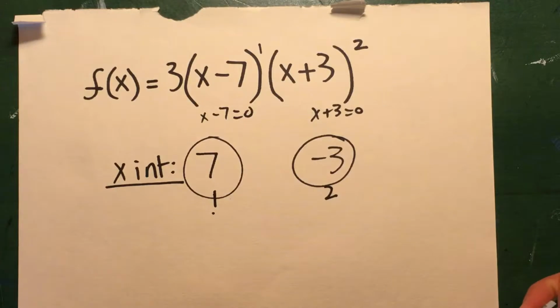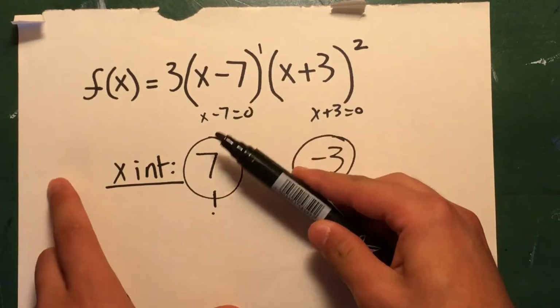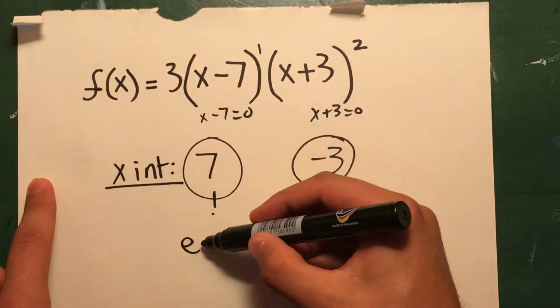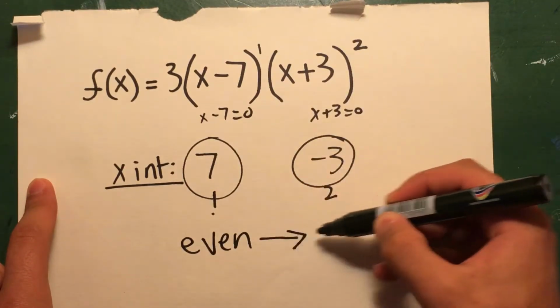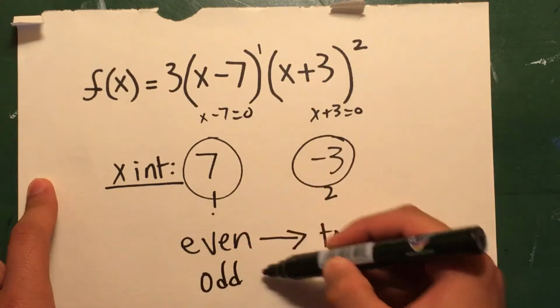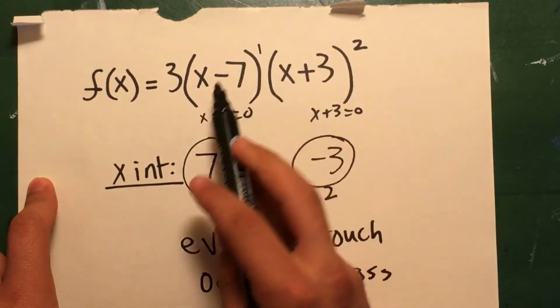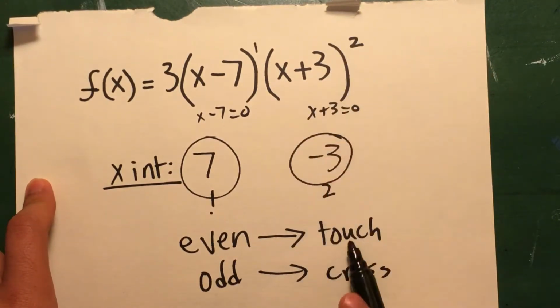And another important factor is finding whether the graph touches the x-intercept or crosses it. An easy way to find this is if the exponent is even, that means it touches. If the exponent is odd, it's going to cross. So right here, 1 is an odd number, that means it's going to cross at this x-intercept. And right here, we have 2, which is even, so it's going to touch at this x-intercept.